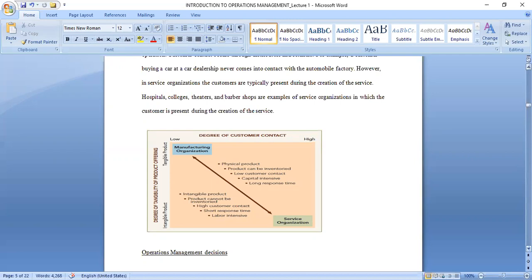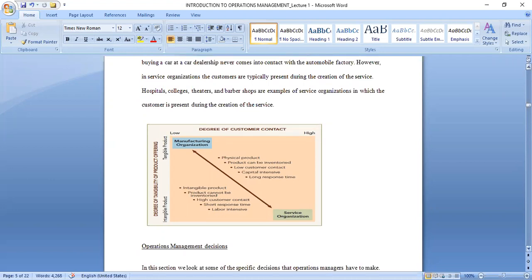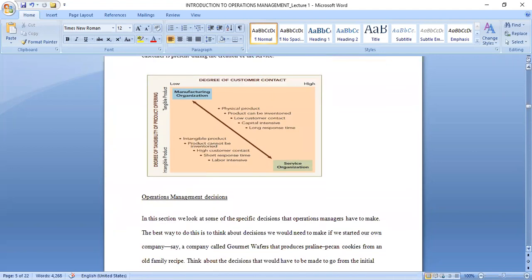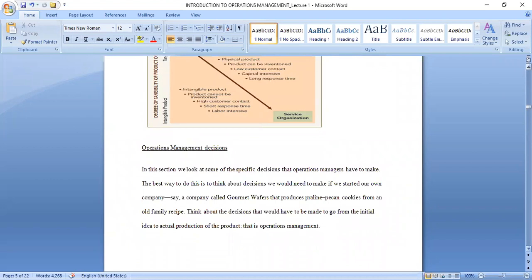And then in terms of response time, manufacturing organizations have long response time. In other words, we look at, for example, when the client makes an order, the time between when the client makes an order and when the client is attended to. That is longer under manufacturing organization, whereas service organizations have a shorter response rate. Why? Because there is close contact between the sellers and the customers.